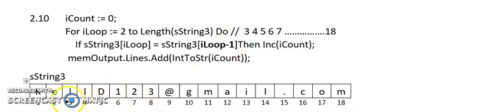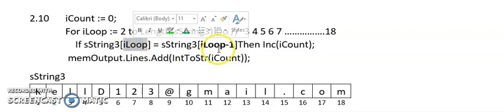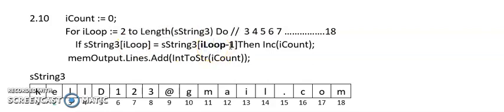So now we're looking at the 3rd character. Our loop is 3, and we're looking at 3 minus 1, which is 2. So you can see it's starting to look at each character and the one before it. So K and E, no match over there, so it's not going to increment the count.